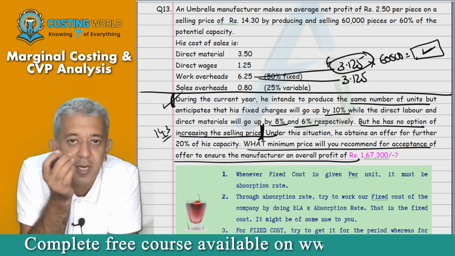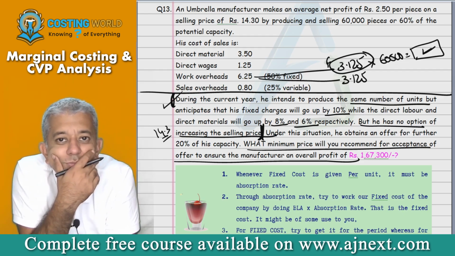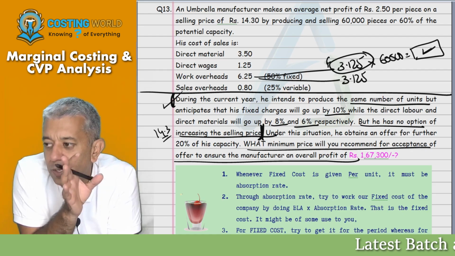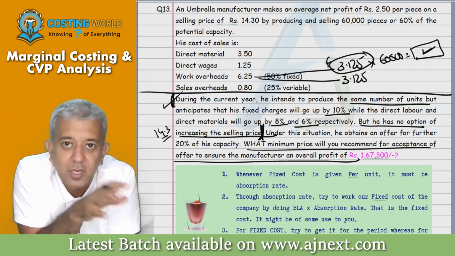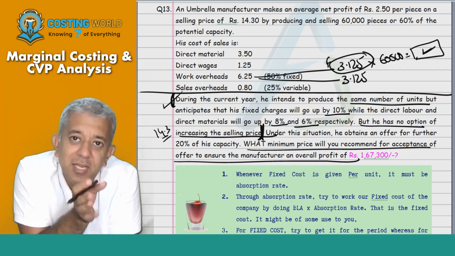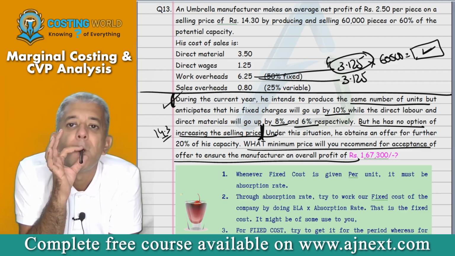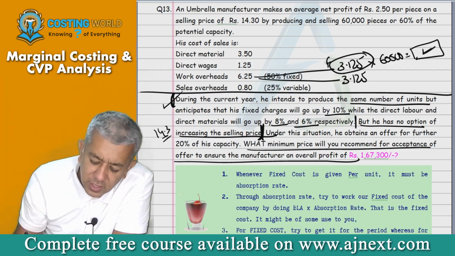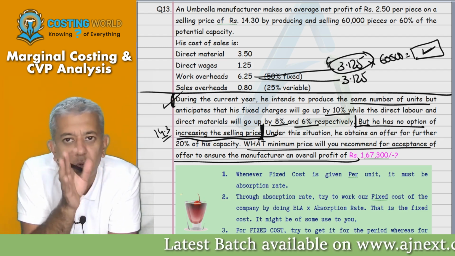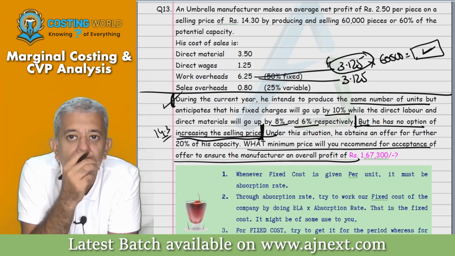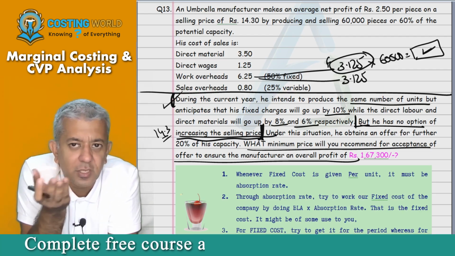Obviously you all will understand. The offer in this case is only of 20,000 units, no? Yes, sir. Do you all get this, that now you have to compute the selling price for the offer, that is for 20,000, because the rest 60,000 he is still going to be selling at 14.3. It was given to you, no? He does not have an option to increase the selling price. So 60,000 units he is still going to be selling at 14.3, and you have to get the selling price for the other 20,000 units.